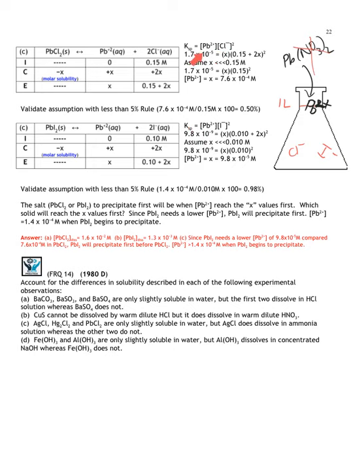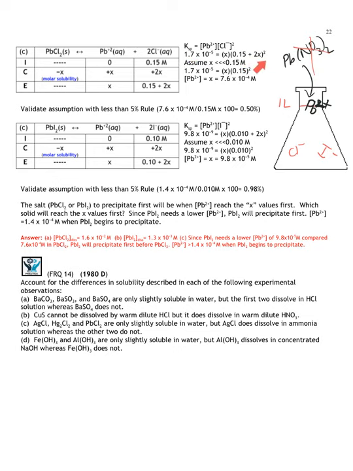I start off with my expression. As always, I never skip that step because I want to make sure that I don't forget to square what I need to square, or cube what I need to cube if there's a cubing involved. And then I plug everything in, including my Ksp values given to me. Then I get my concentrations at equilibrium, and I raise my anion's concentration to the second power.